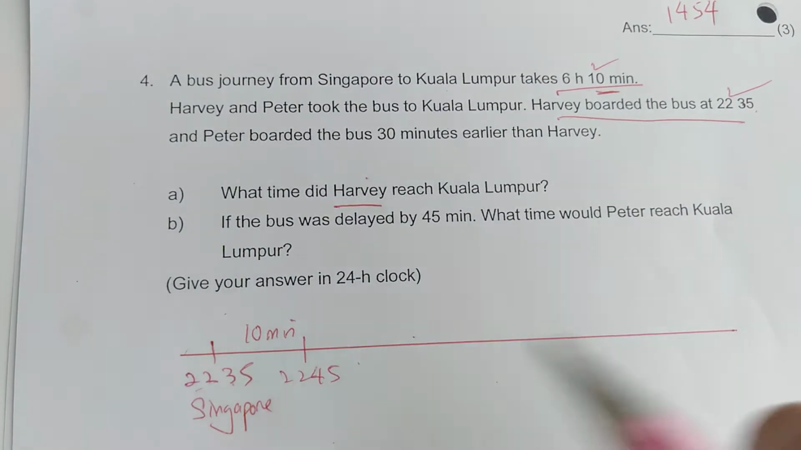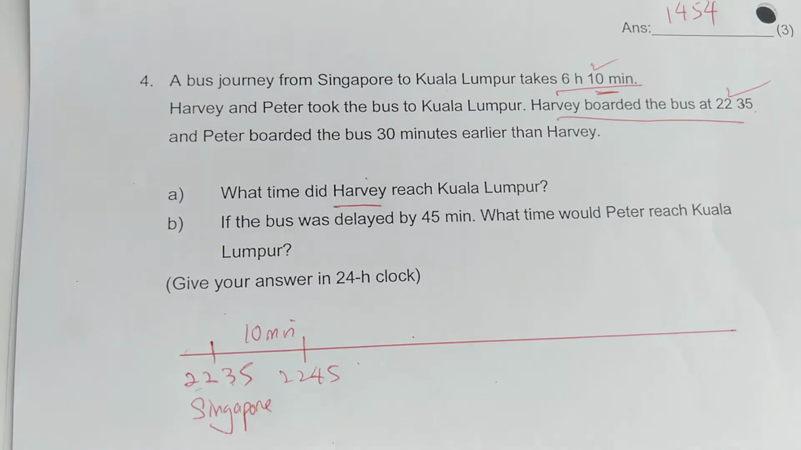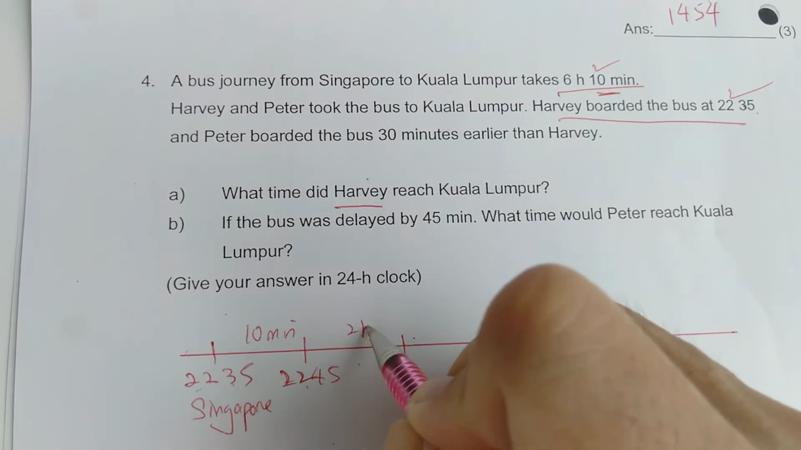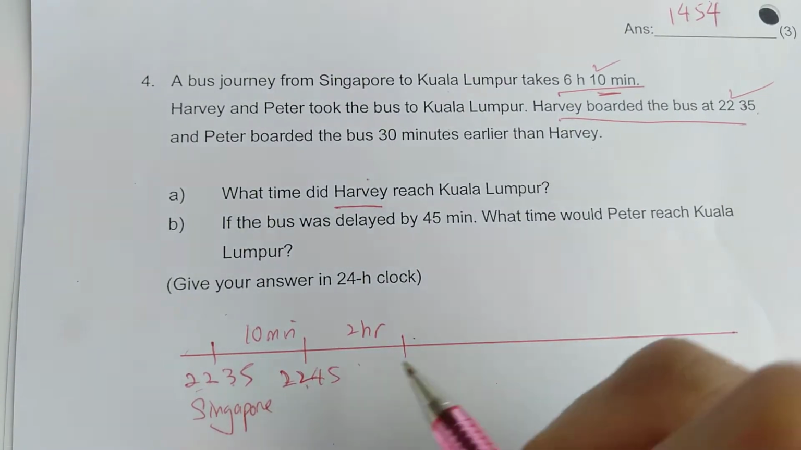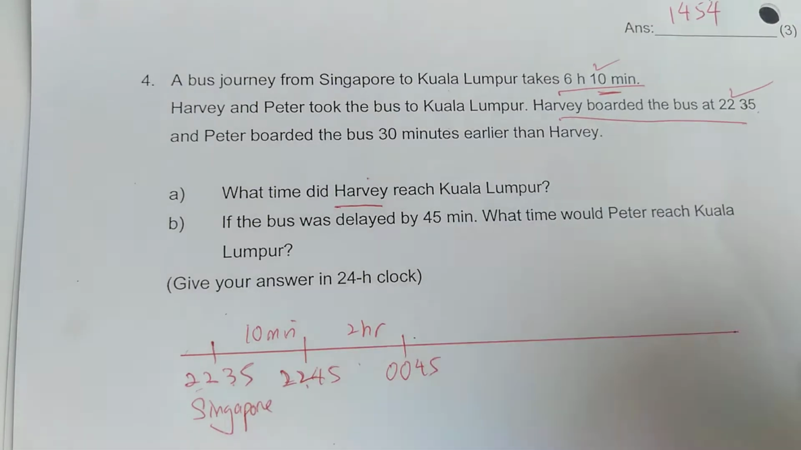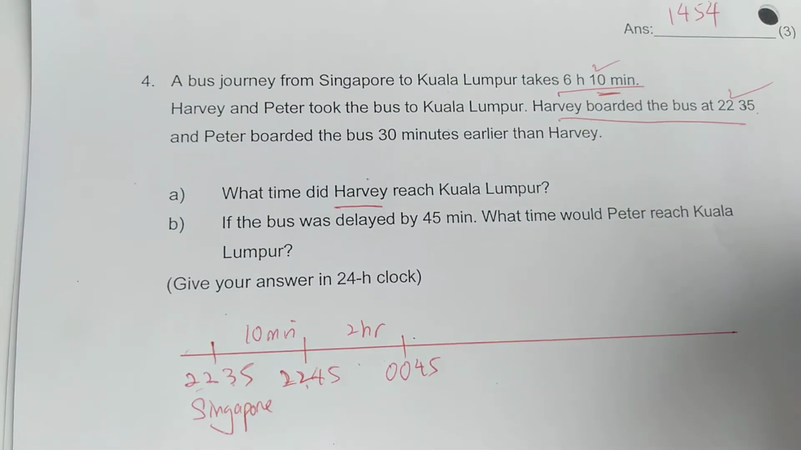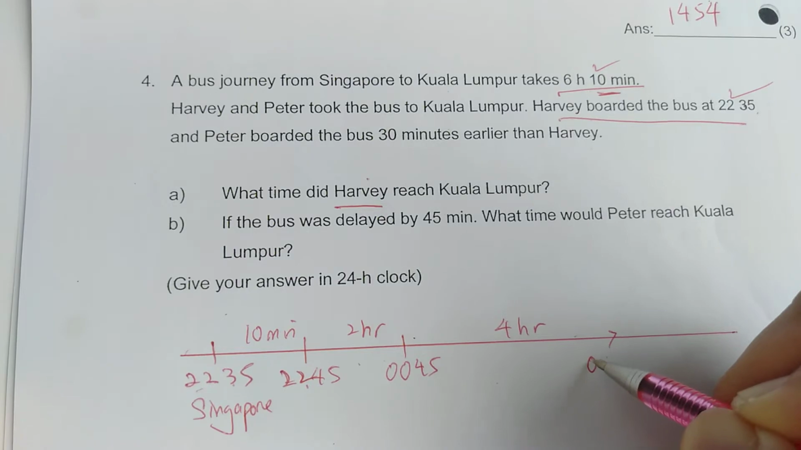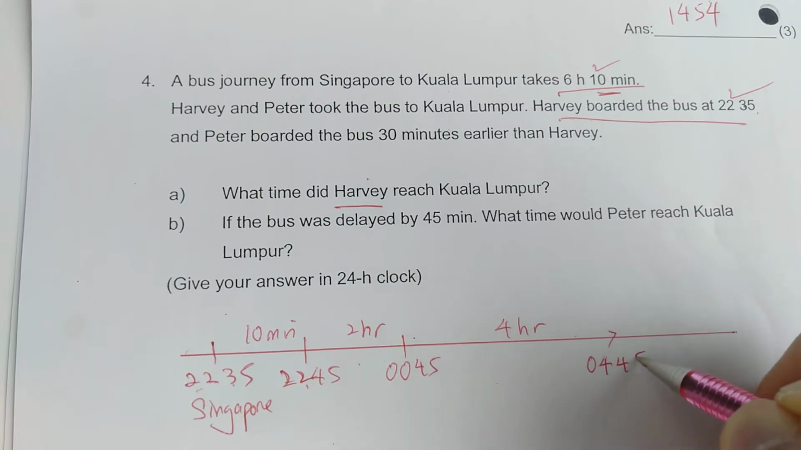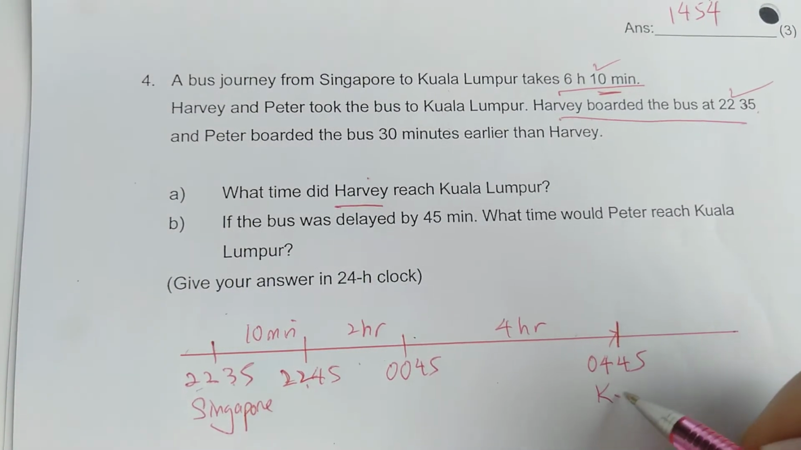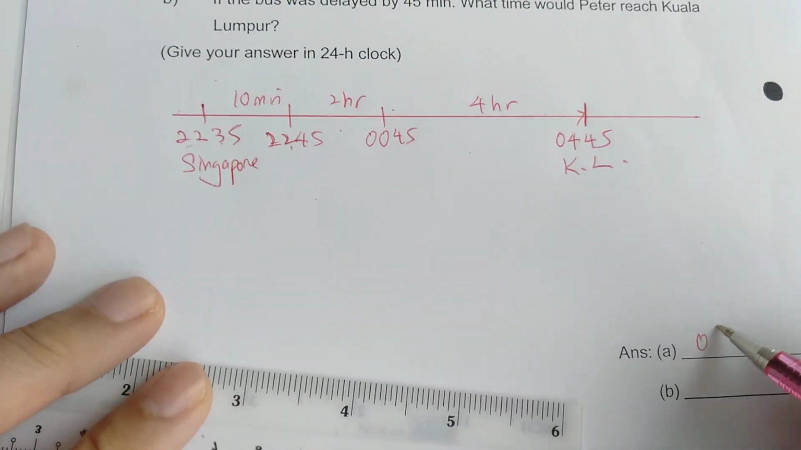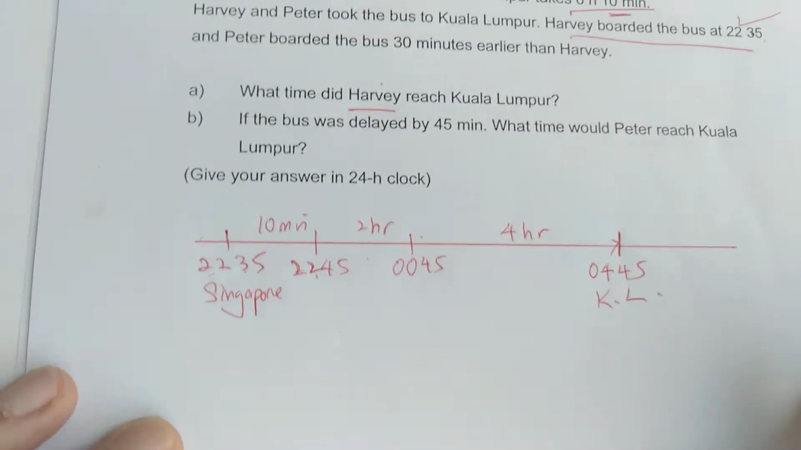Haven't gone to the next hour, right? So it's still 22. So I need to add in 6 hours. How do I add 6 hours? This is actually 10 p.m. at night. Let me add 2 hours first. After 2 hours, it'll be midnight. Right, so it'll be 0045. Now add my remaining 4 hours. Why 4? 6 minus 2 is 4. So another 4 hours later, that'll be 0445. This is the time that it reaches Kuala Lumpur, KL. So that's the first answer, 0445.